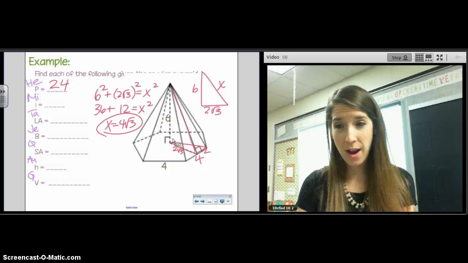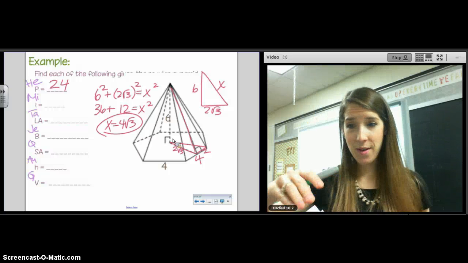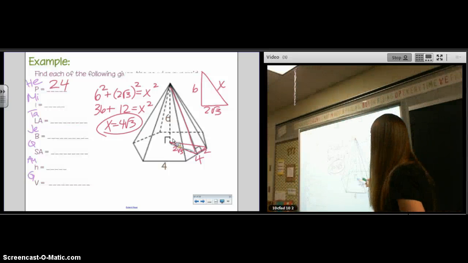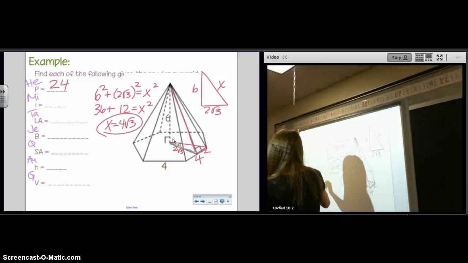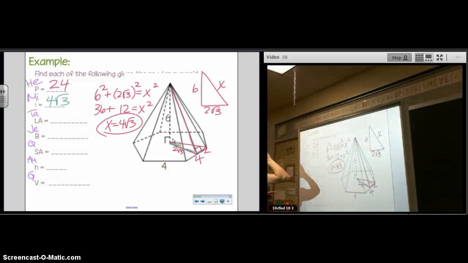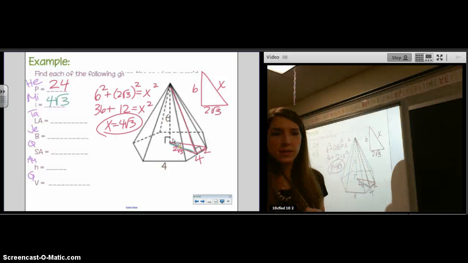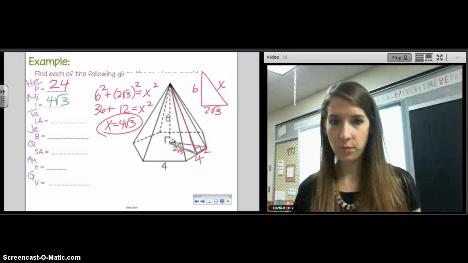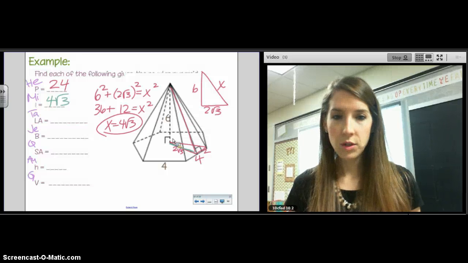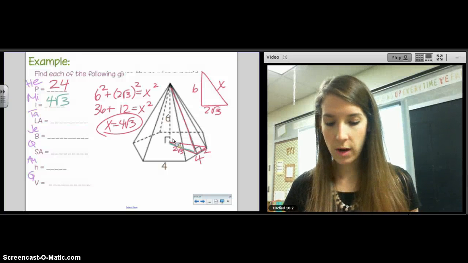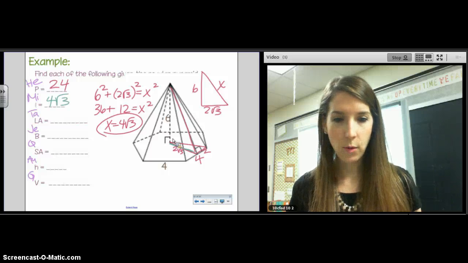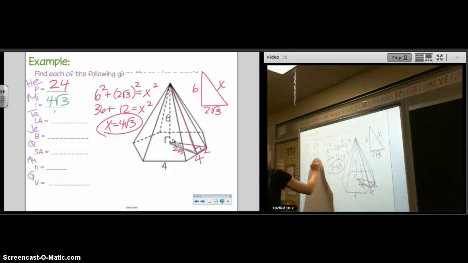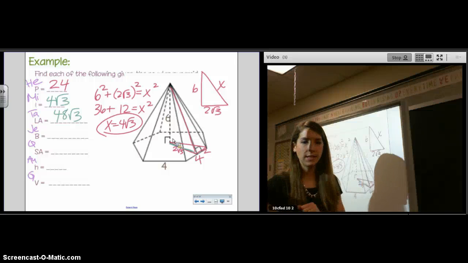So remember, that triangle is made up of the height, the apothem, and the slant height. You had to find the apothem of that hexagon. So that's why the slant height is 4 root 3. The lateral surface area is the perimeter times the slant height, divided by 2. So 24 times 4 root 3 divided by 2. You're all getting 48 root 3. Let me know if you get something different.